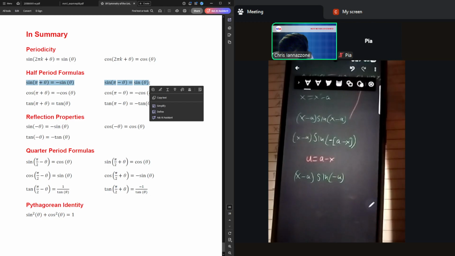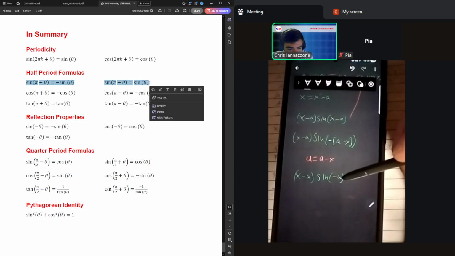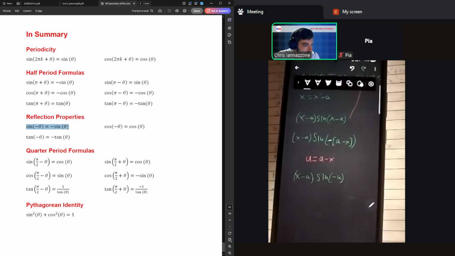So to recap, the reason why I've done that is because I want to make it look closer to what we have in those half period formulas, where it's the constant, plus or minus the variable, rather than the other way around, which we had here. But that created a new complication, which is that we now have a negative in there. So we've got to handle that one first. That would bring us to the reflection properties, which is sine of negative theta is always just negative sine of theta. I have that one highlighted if you want to have a look at the screen share.